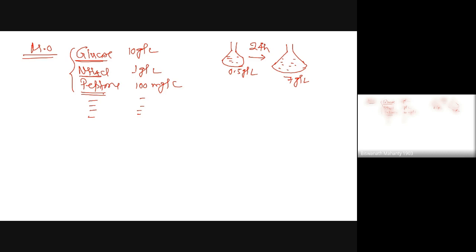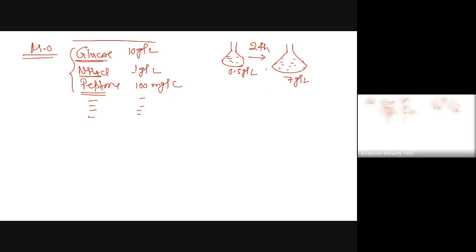Nothing is there. So basically, this is the reference, this is called the reference value. Reference means from literature, from your experience, from your guide, some values you are getting as a starting point. So this is called starting values. Some composition I'm telling you: 10 gram per liter, 1 gram per liter, 100 milligram per liter.